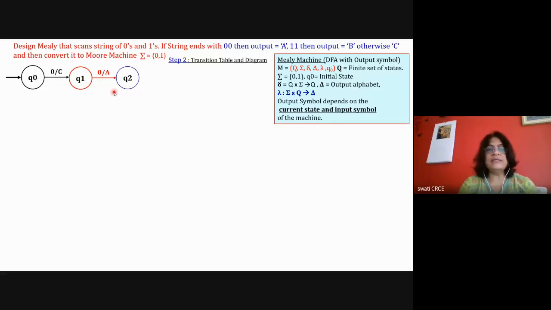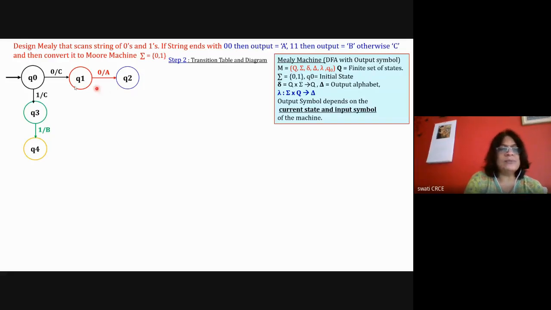It may have the minimum length string 1, 1 also. For 1, 1, it will generate B. So with 1, the output is C and it goes to Q3. With one more 1, it will generate the output B and go to Q4. So like this, you need to draw the minimum length diagram first for a Mealy machine and a Moore machine. With 0, 0 the output is A, with 1, 1 the output is B, and these are the states. This is the minimum length diagram. Now you complete the diagram.